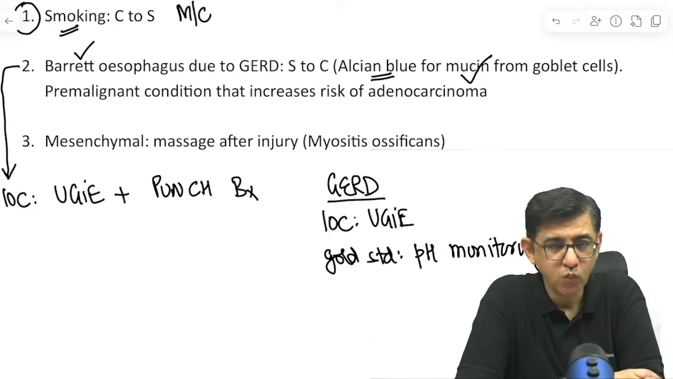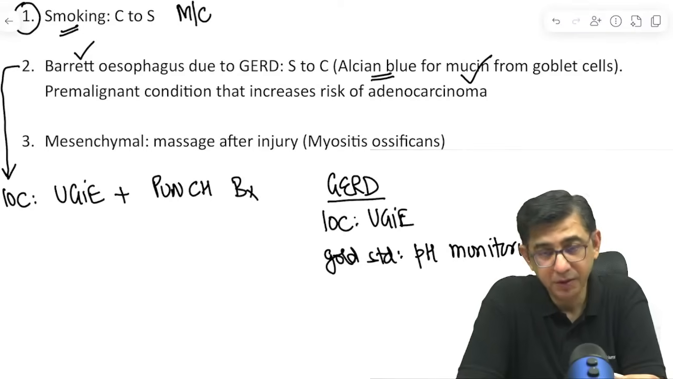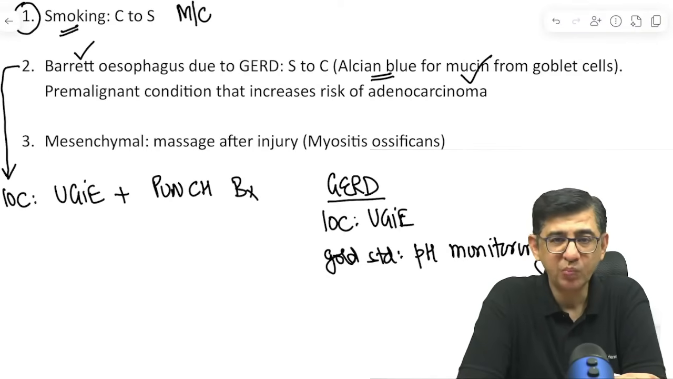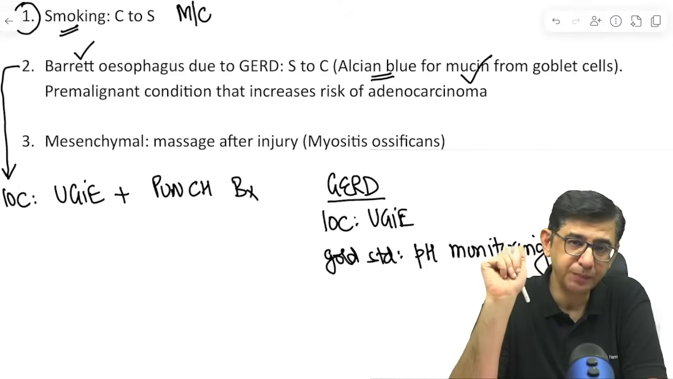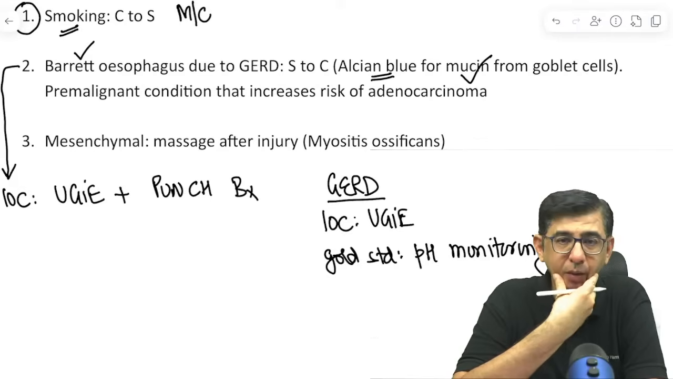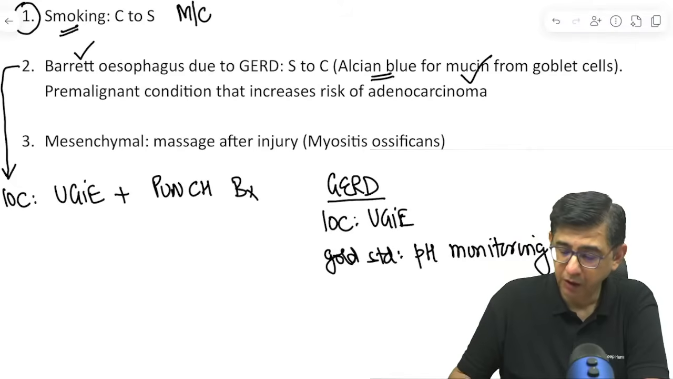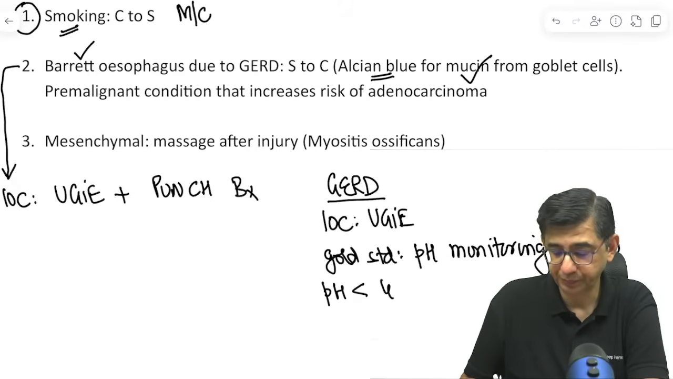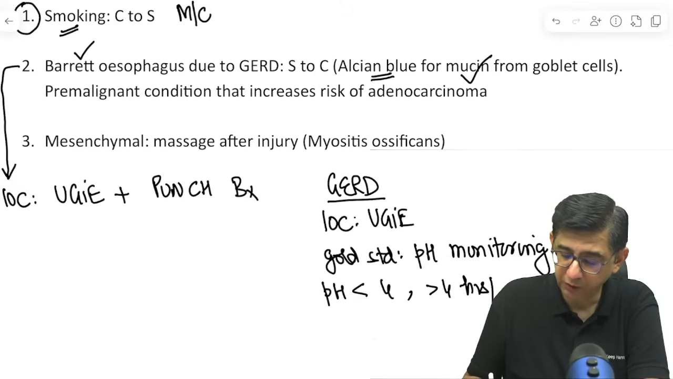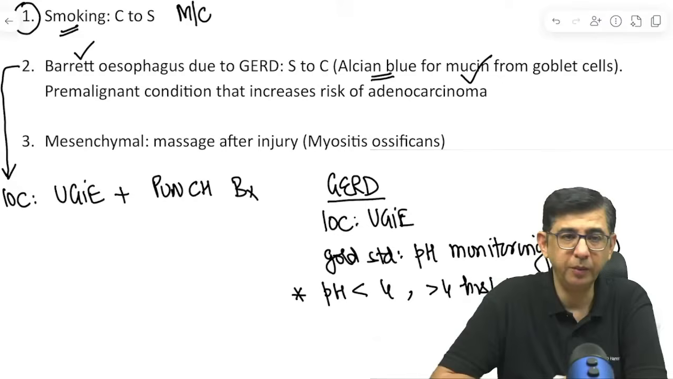We are talking about GERD. Barrett's would have tongue-like projections of stomach mucosa into the esophagus. Yes, 24-hour pH monitoring would be done. Esophageal pH would be less than how much, for how many hours? pH less than 4 for more than 4 hours per day would be suggestive of the presence of GERD in a patient.